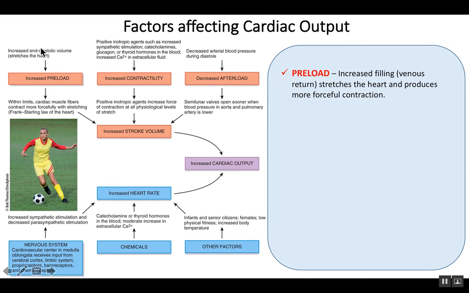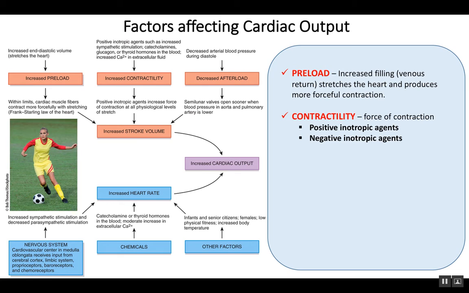Let's look at the three categories that affect stroke volume. First one is known as preload. Preload, we're going to keep it pretty simple in that if the heart stretches, it produces a more forceful contraction. So if that heart fills with more blood, increasing its end diastolic volume, it acts like a rubber band in that it'll squeeze harder. And squeezing harder increases stroke volume. So that's preload.